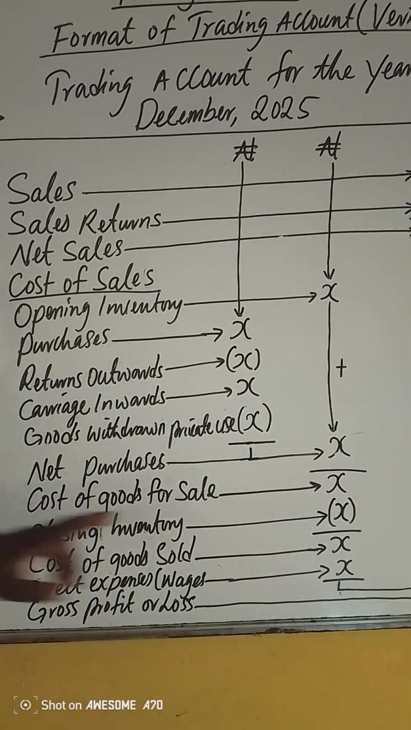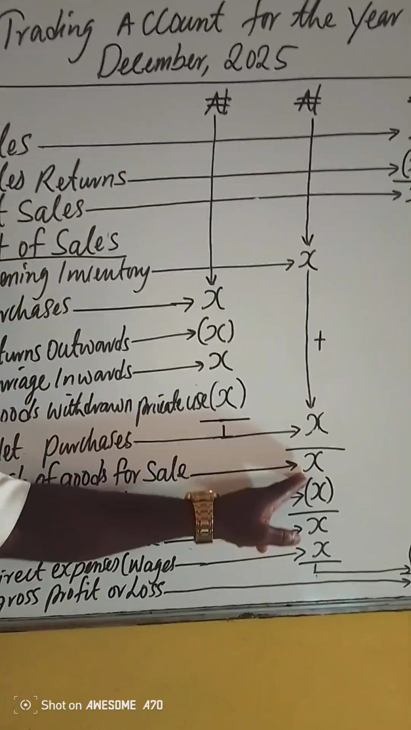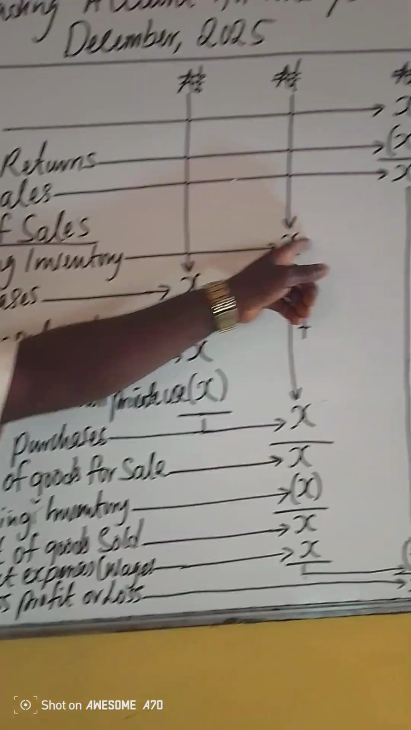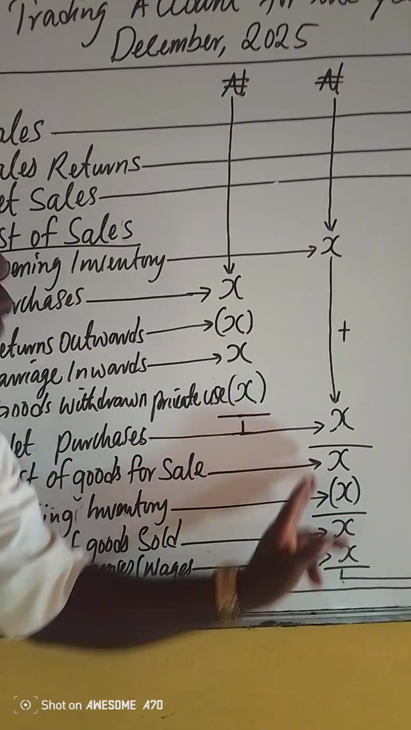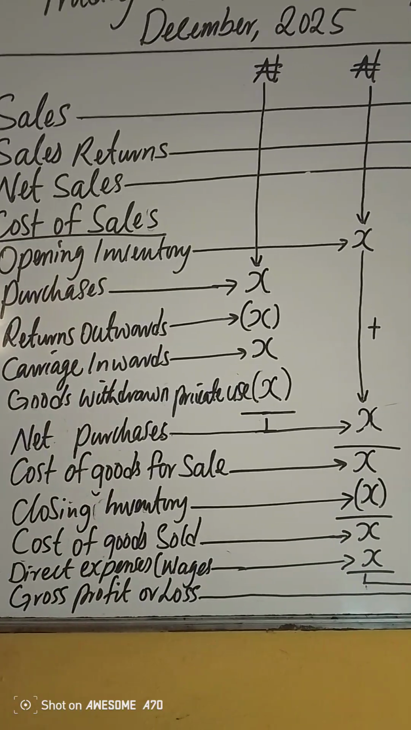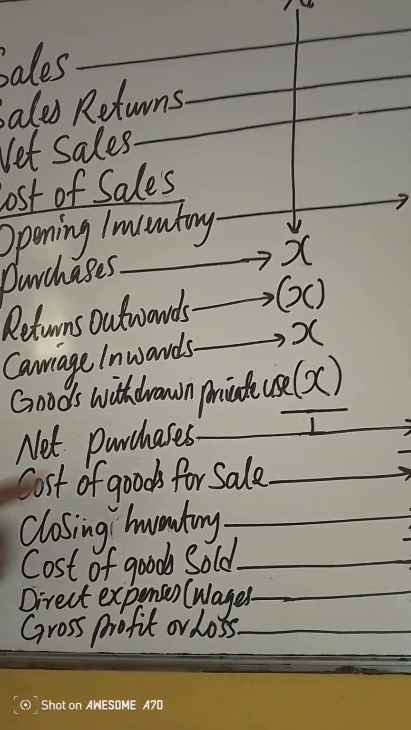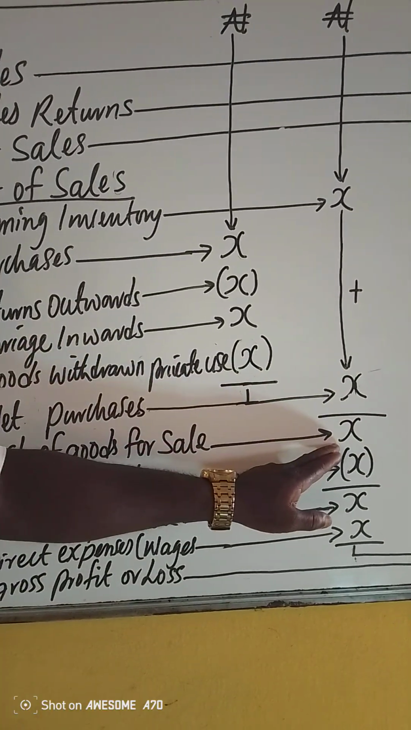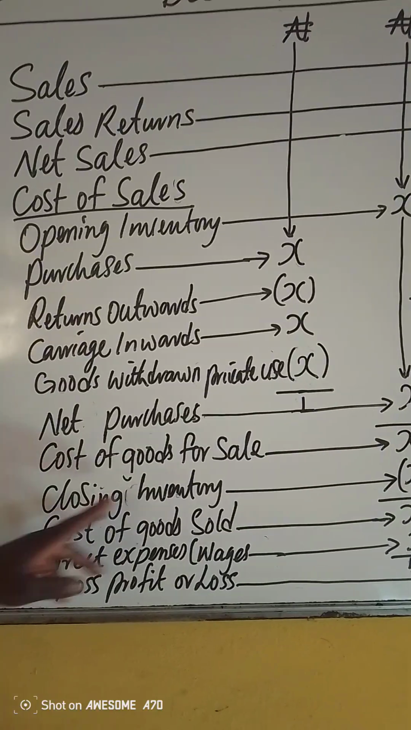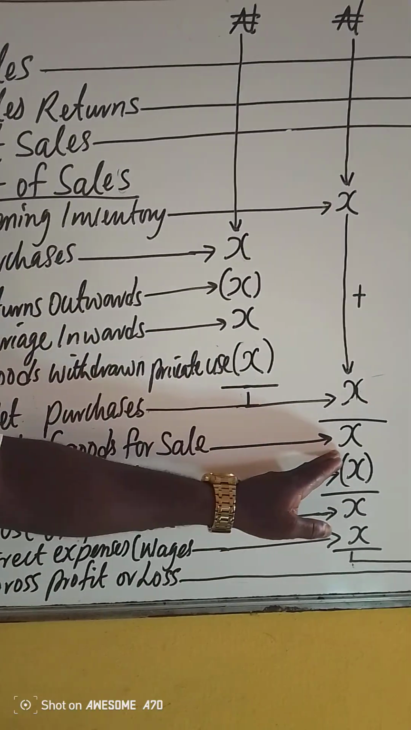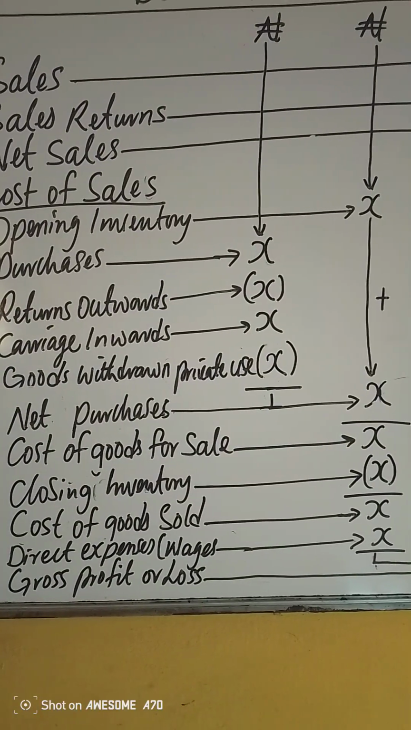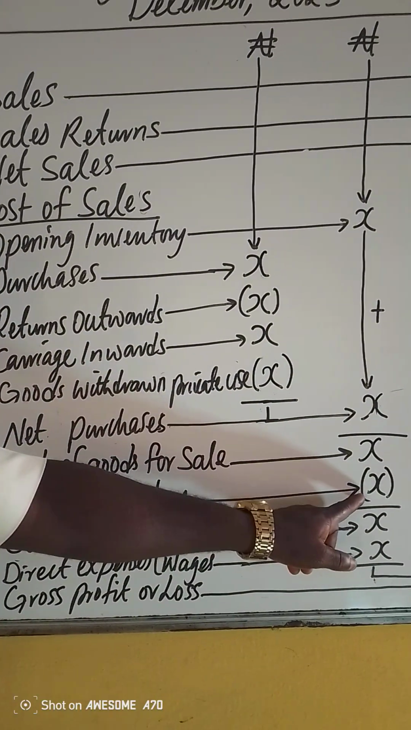So now, this is cost of goods for sale, which the simple definition is: add opening inventory with the net purchases. What we get becomes the cost of goods for sale, or you can still call it cost of goods available for sale if you prefer to call it that way. So next, these are goods that were available for sale, and finally, were they sold or not? That is why we have closing inventory. The goods that were available for sale were not all sold by the end of the year. So some were still remaining, and that's what we call closing inventory.